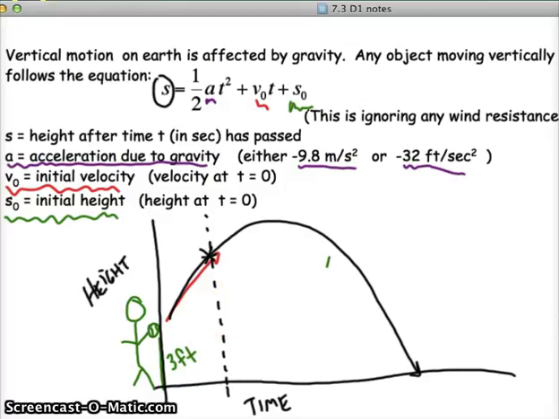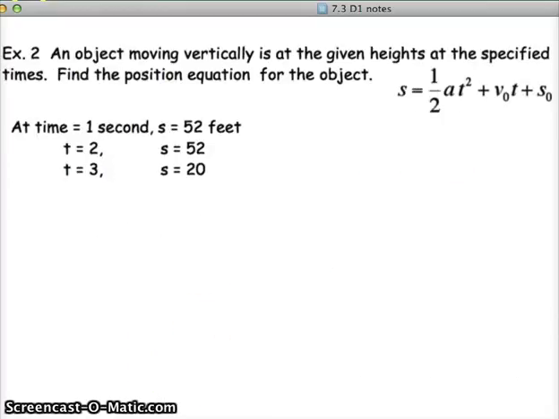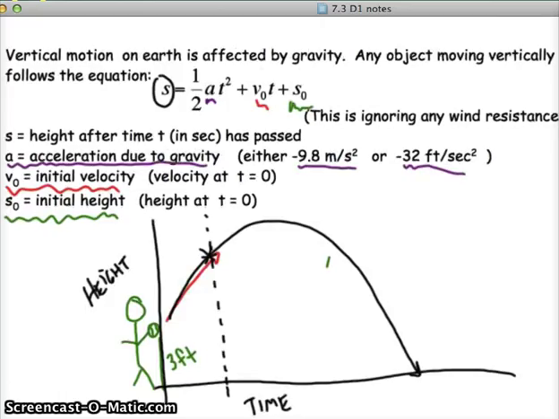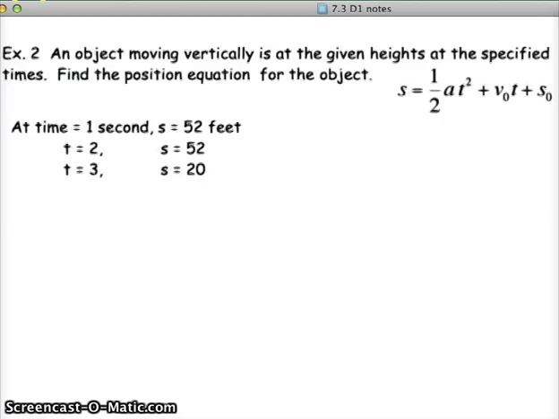Okay, so you're going to be given a problem, maybe something like this. And they'll say, after 1 second, it's at 52 feet. And after 2 seconds, it's at 52 feet again. And after 3 seconds, it's at 20 feet. And this is the equation you're given. So how can that happen? How can you have two different times but have the same height? Well, let's look back here. Here's that height, that particular height. It can happen at two different times. Do you see that? That's kind of what's happening in this scenario.